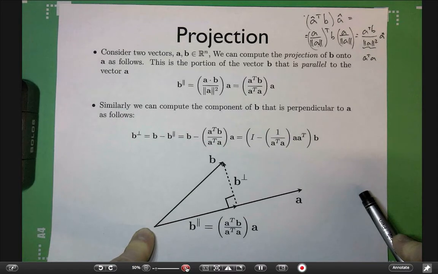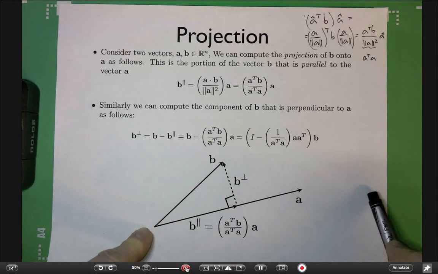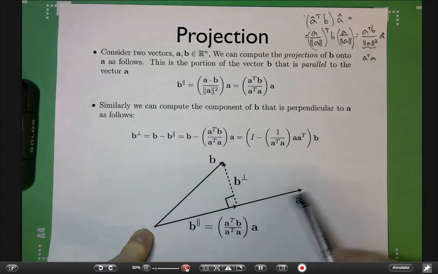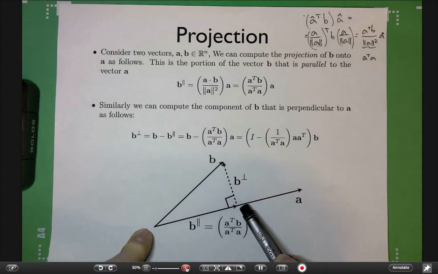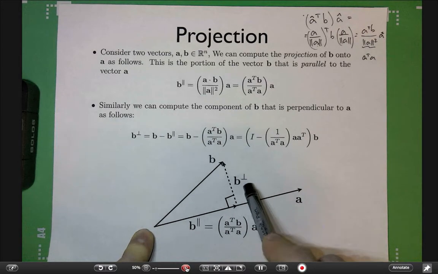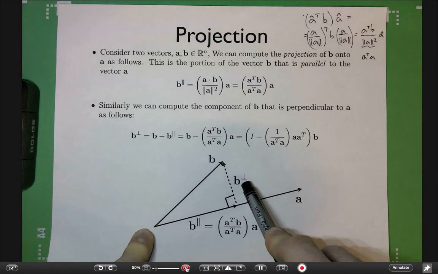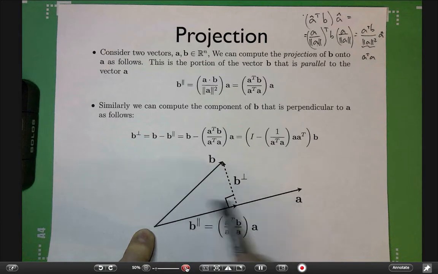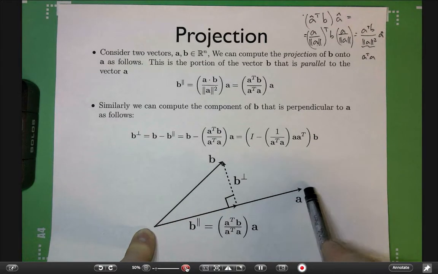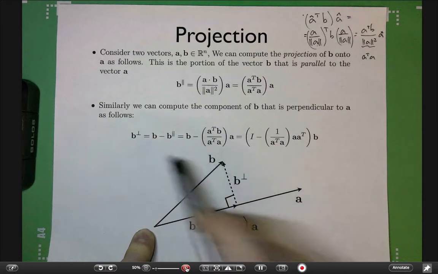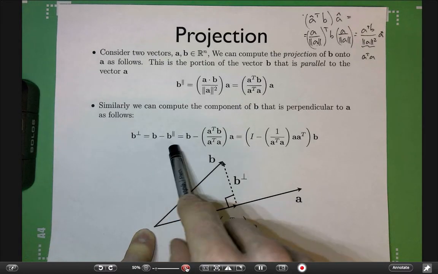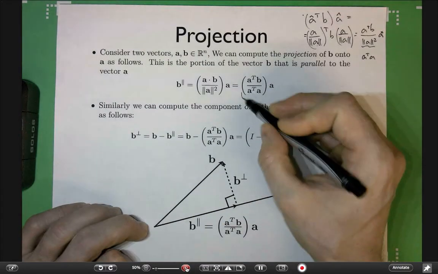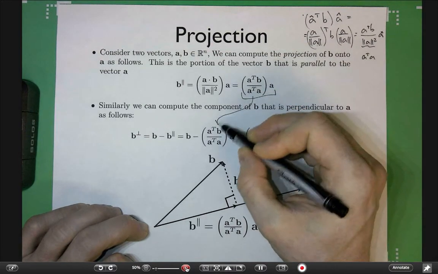Now the logical question to ask is, what is the rest, right? What is the component of b perpendicular to that subspace? That's this b perpendicular. So that's the rest, right? If this is the part of b in the direction a, then this b perpendicular I simply get as b minus b parallel, right? Where here I substitute the formula from here. That's just this formula substituted there.